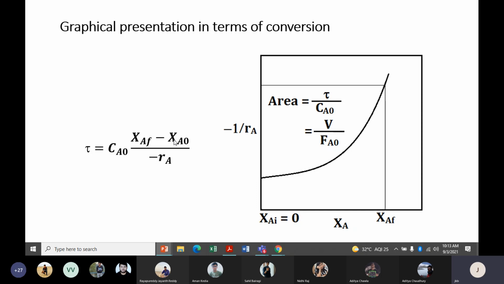But if you assume XA0 is equal to 0, then the plot will start from the origin and it will follow this path. Locate the final conversion, and find the area of the rectangle. This area of the rectangle is equal to tau by Ca0, because it is plotted in terms of conversion. So Ca0 will go to the left hand side, and tau by Ca0 is this difference between the two conversions multiplied by 1 by Ra.